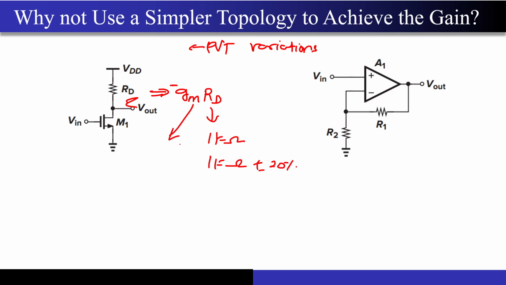Now you go to the Gm, and you observe that your threshold voltage itself has a variation of around 100 millivolt. Now these variations will change the value of Gm as well as the Rd.